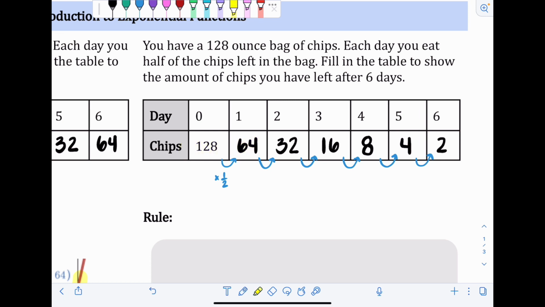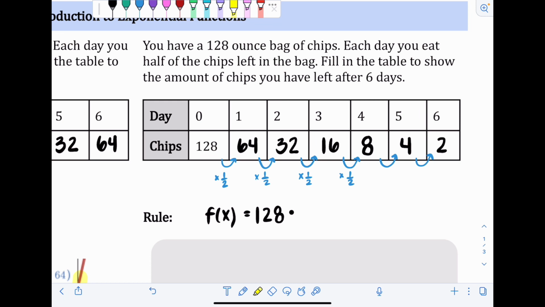So if we wanted to write a rule for this one, we could say f of x, and it would be the 128 that we start with, and then each day we're multiplying by a half over and over again. So to go from 128 to 64, we multiplied by a half. To get from 64 to 32, we multiplied by a half. To get from 32 to 16, multiplied by 1/2, and to get from 16 to 8 multiplied by 1/2. You could see the pattern over and over again.